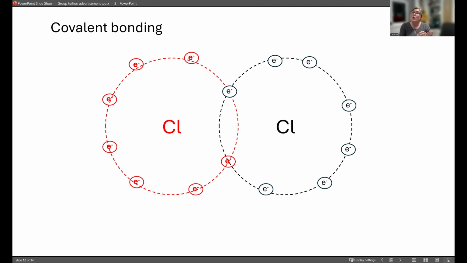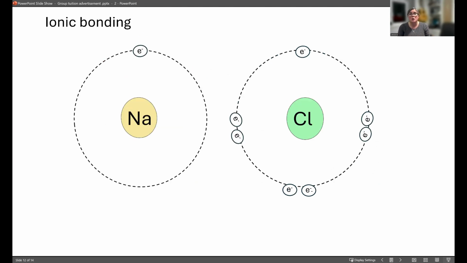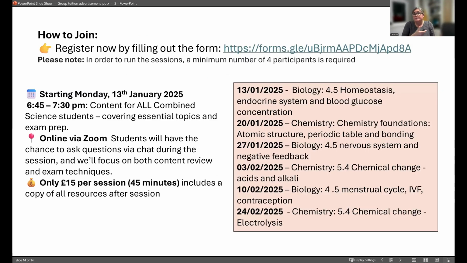And do you understand covalent bonding? Do you understand how ionic bonding works? Do you understand the donating and accepting of electrons and what that does to produce an ion?